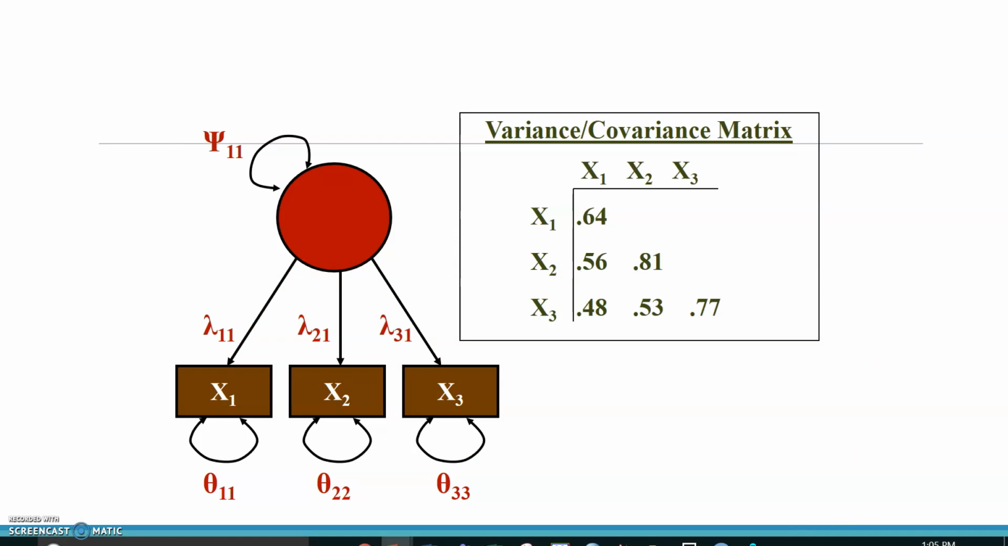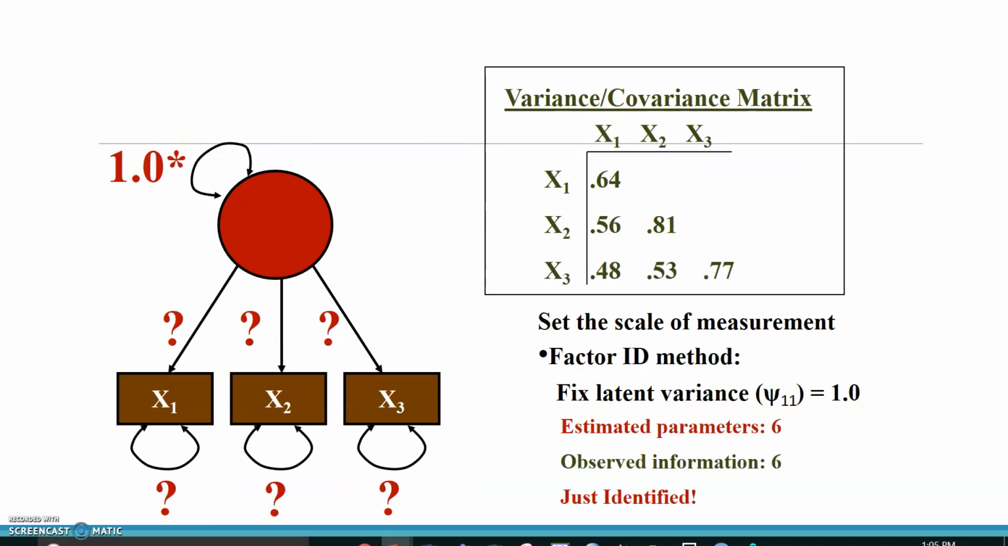Once I get into 3 items, getting a lot more data, 1, 2, 3, 4, 5, 6 things that I know, and I have here 3, 6, still 7 things that I'm trying to estimate, which is an improvement, but still doesn't quite work. I can again lock my variable up here at a 1, and now I'm just identified at 6 and 6.